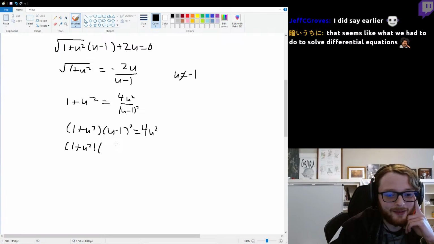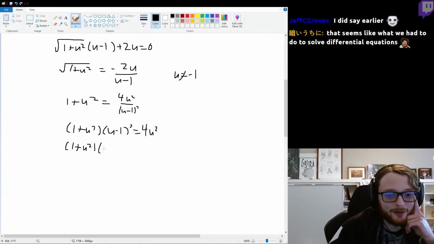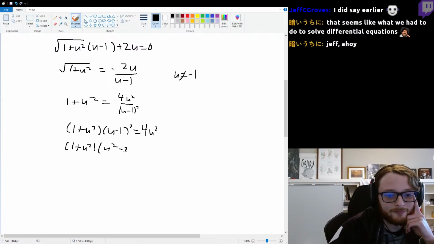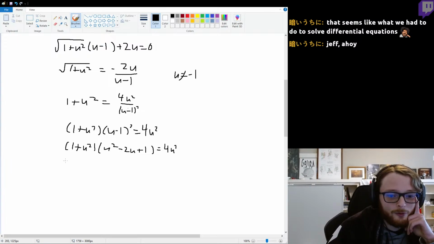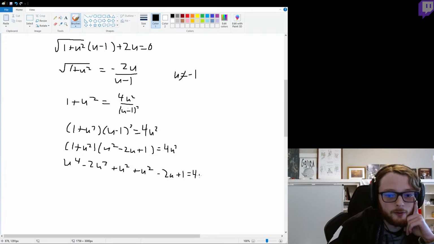Yeah, the sign of arctan stuff can come up a lot. All right, so what do we get? Let's do the u squared first. U to the 4th minus 2u cubed plus u squared plus u squared minus 2u plus 1 equals 4u squared. U to the 4th minus 2u cubed. If this actually gets us the solution, then Jeff is a hero.